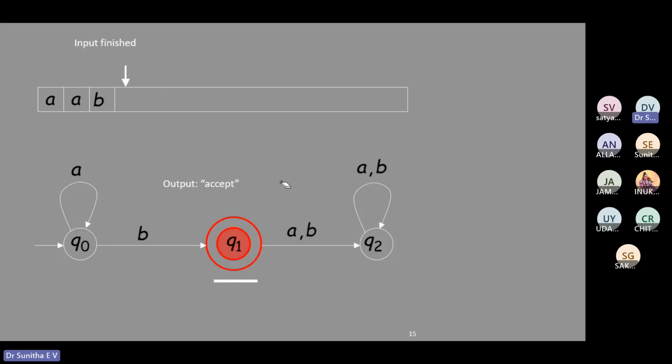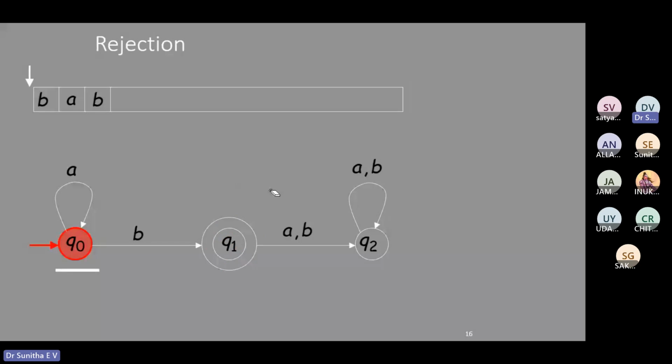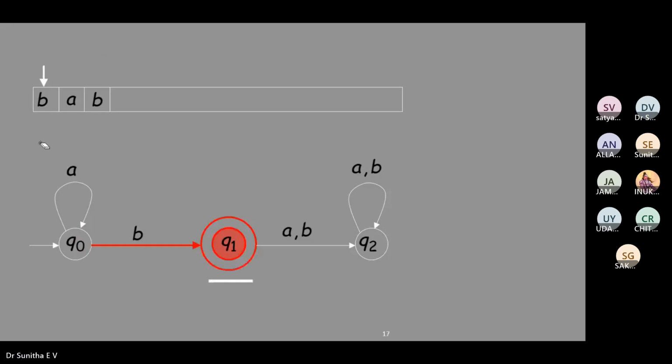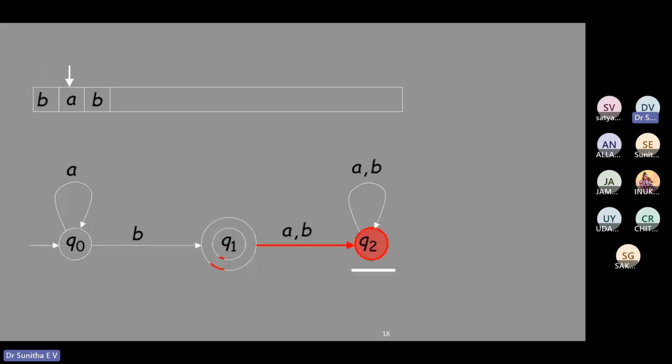Now we can see a rejection case. Suppose the string is BAB. We are about to read the characters, and the machine is in the initial state Q0, the red colored one. Then we read B. When we read B, it will take a transition from Q0 to Q1, because the transition says that if the input is B, it has to change from Q0 to Q1. So now the machine is in Q1. Then we read the next character A. Whether it is A or B, it will take a transition from Q1 to Q2. So now the machine is in Q2.